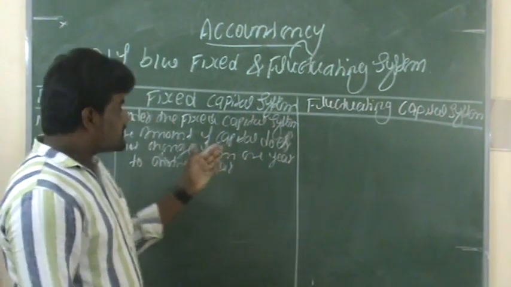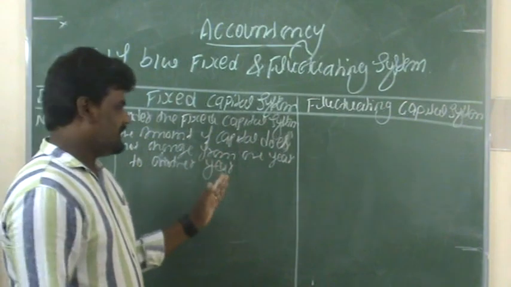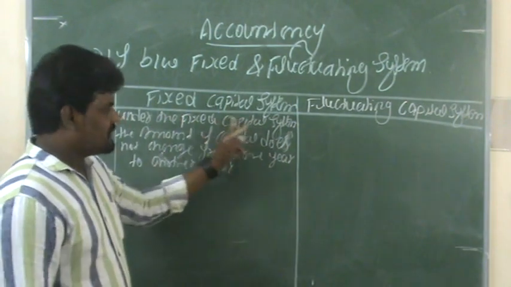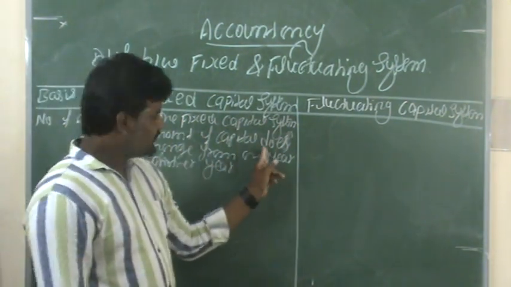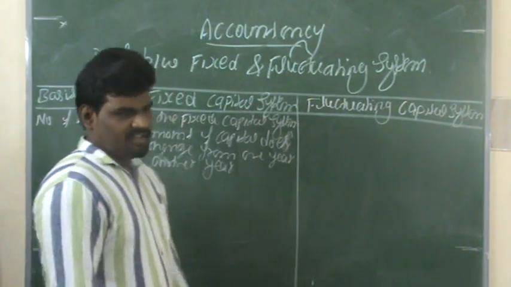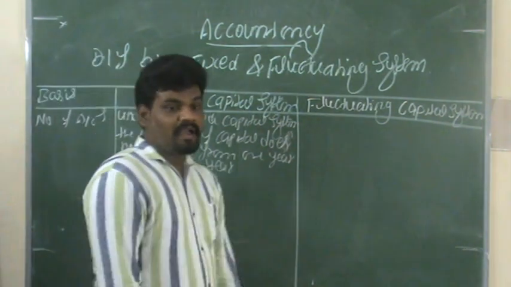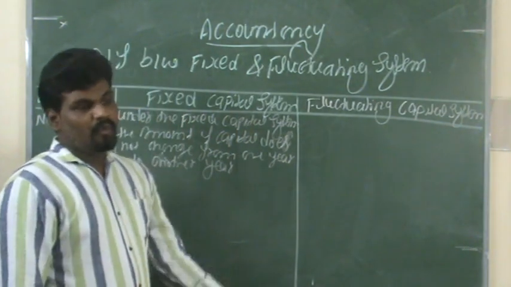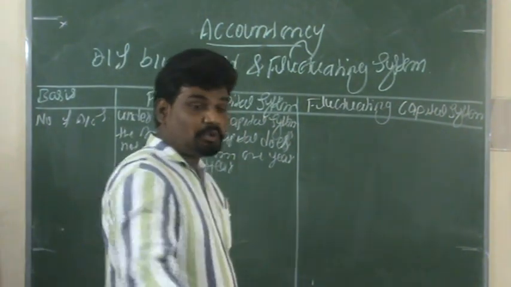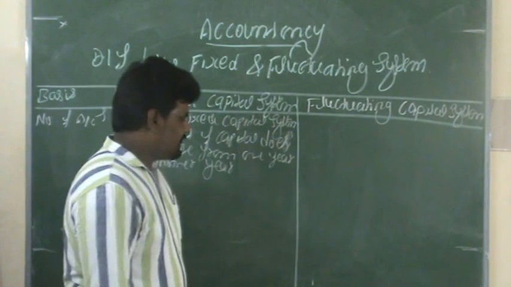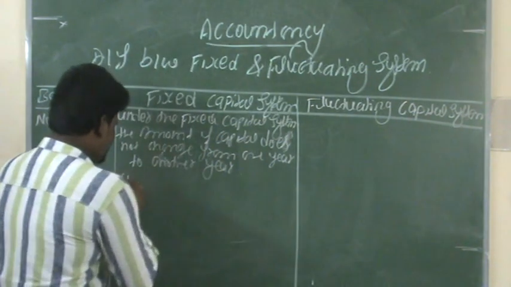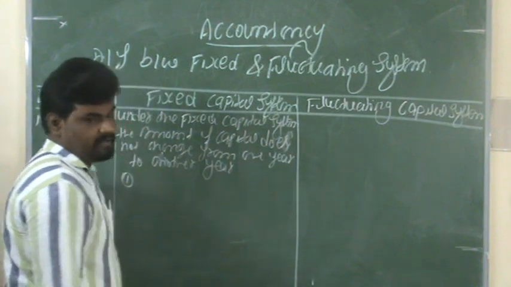So here, the first difference is related to number of accounts. Under the fixed capital system, the amount of capital does not change from one year to another year. So under this method, we can prepare two necessary accounts, namely partner's capital account and partner's current account.